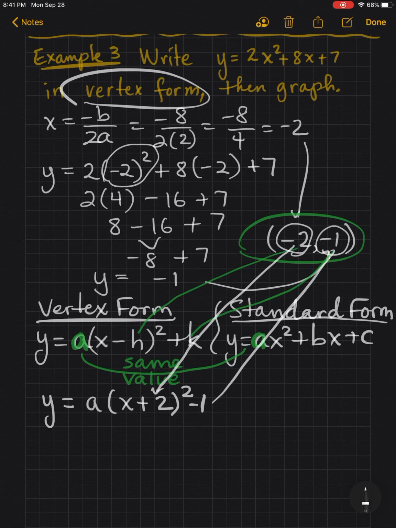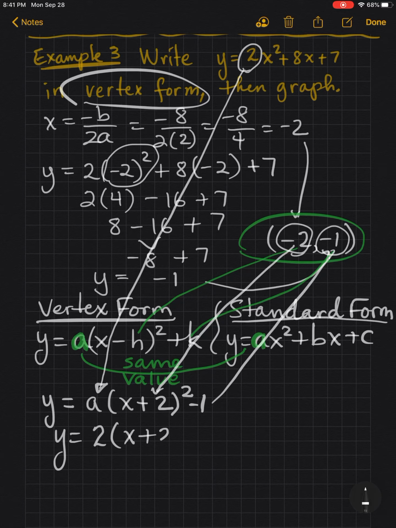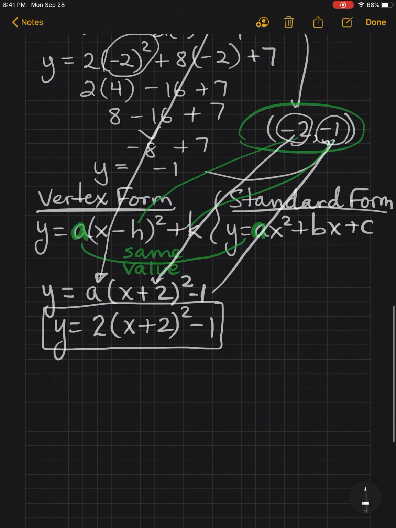Now, what about the a? That's actually the easiest part. All you do is see what the a was in the original and borrow it, and that's your a. Okay, so vertex form. Once you know the vertex, super easy. So that's vertex form, standard form to vertex form.